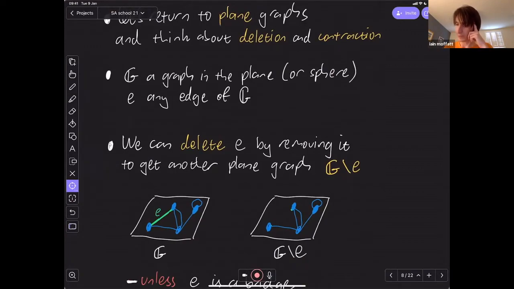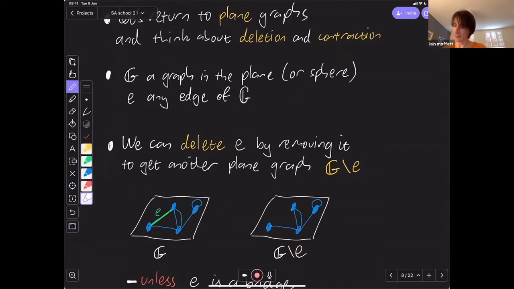Just as before, I know I can delete edges of graphs by just removing them. And I can do the same with plane graphs. So I can get my edge here and just throw it away from the drawing, and I get another plane graph, G deleted.